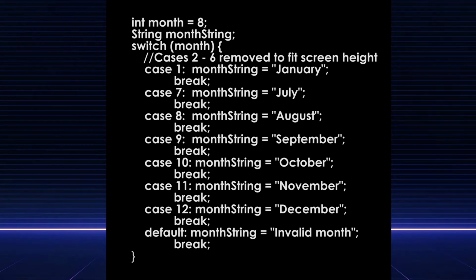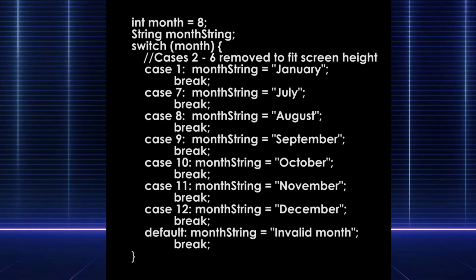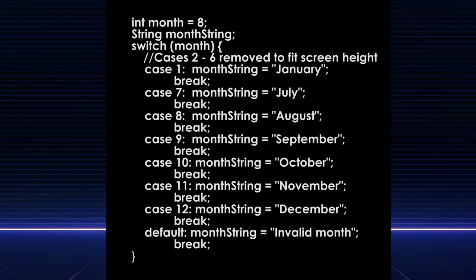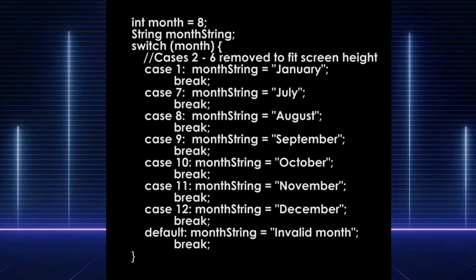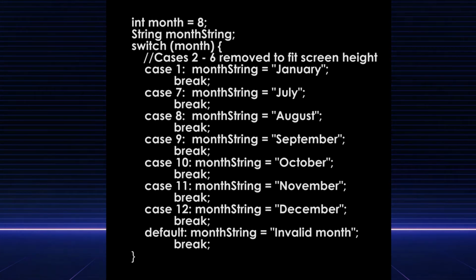Here is an example of a switch statement with break statements. So it sets the int value of month to 8. It is looking to set a string of month string. So it's going to enter the switch statement with the integer value of 8. As you can see all of the cases here, there's 1 through 12 and then a default case. So it will go down to case 8 and it will set the month string equal to August.